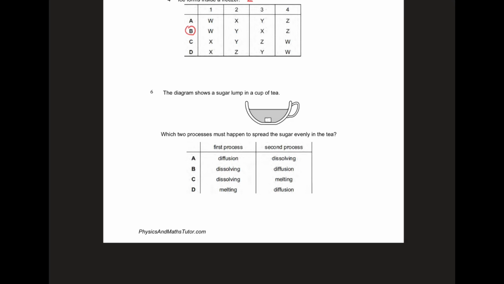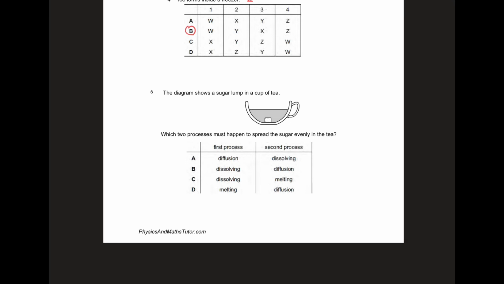Okay, so what do you think? First is, I think, dissolving. Okay. No, first I think it's diffusion, then dissolving. For the second, diffusion then dissolving. Okay, so you think it is A. Okay, so in fact it is B. It dissolves first and then it diffuses.